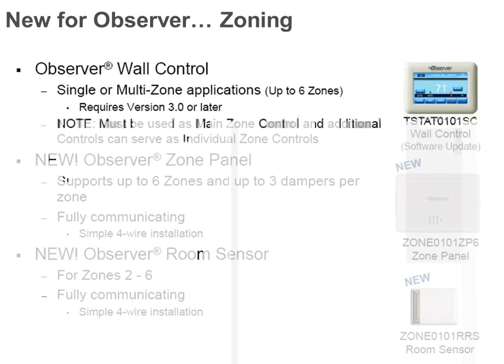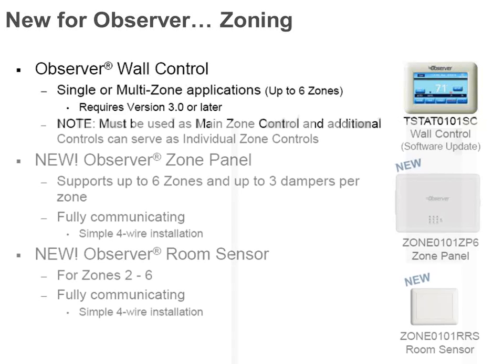Don writes in a question: all the room sensors I've installed don't have 4 terminals, only an R and C, and I can't get them registered. I'm not sure what kind of zoning system you're talking about, Don. If you're talking about Observer, I'll address that here in a second, and we'll talk about how that wires up.